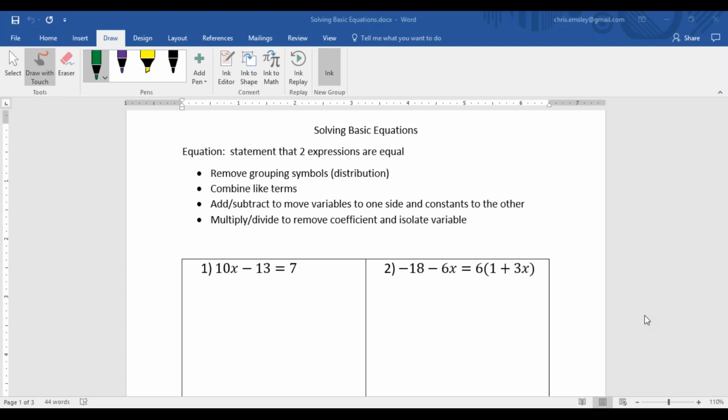In this video, we are going to look at solving basic equations. An equation is just a statement that two expressions are equal. I'm sure you guys knew that already. And here are just some basic guidelines, what we want to keep in mind when we're solving.